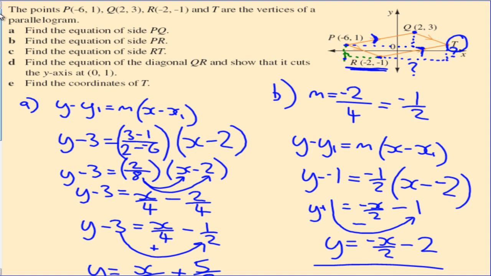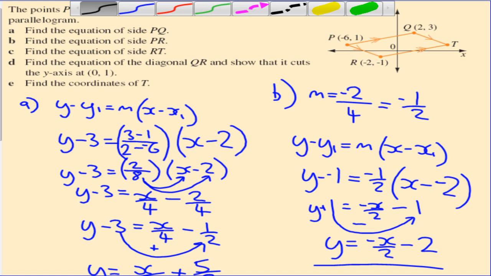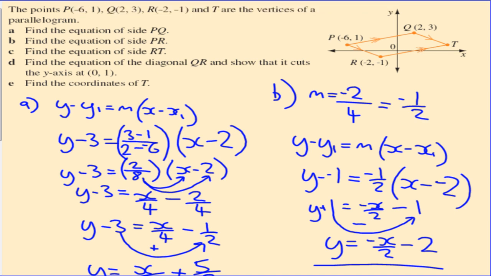Now, part D, find the equation of the diagonal Q to R and show that it cuts the y-axis at 0, 1. So what I'm going to do is get rid of all our stuff we've written over here. It's going to start to become a little more confusing. And what we're going to do is draw on our line of Q to R. That's what we're trying to find there. We're trying to find that equation.